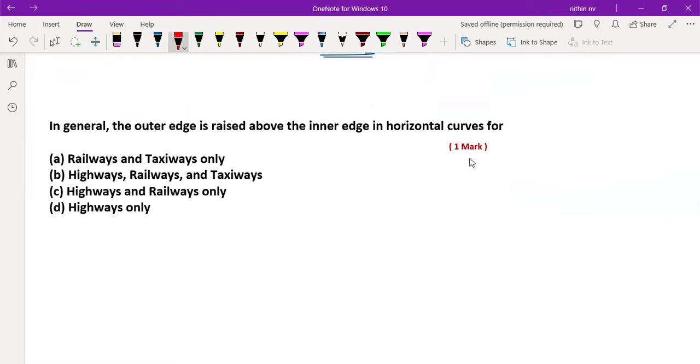As for 1 mark, again from the superelevation concept. In general, the outer edge is raised above the inner edge, which is nothing but the superelevation. So the superelevation is provided on which of the given situations? We know that it's on the highway as well as railway, not on the taxiway. The superelevation is generally given for counteracting the effects of the centrifugal force, which is required for highways and railways actually, not for taxiways. So here option C will be our final answer. A direct theory question, that's it.